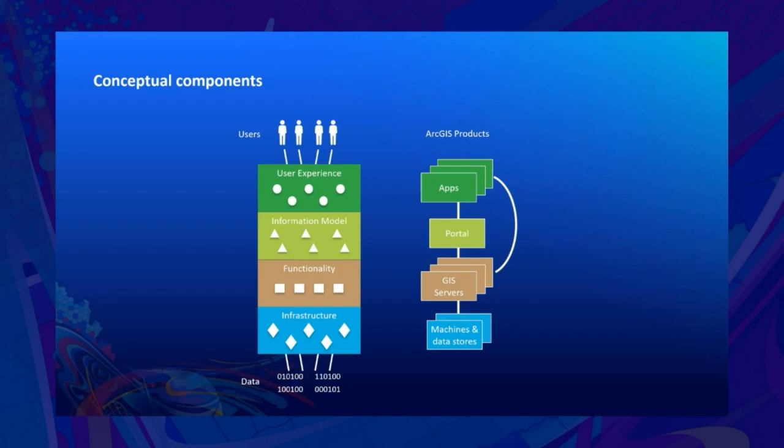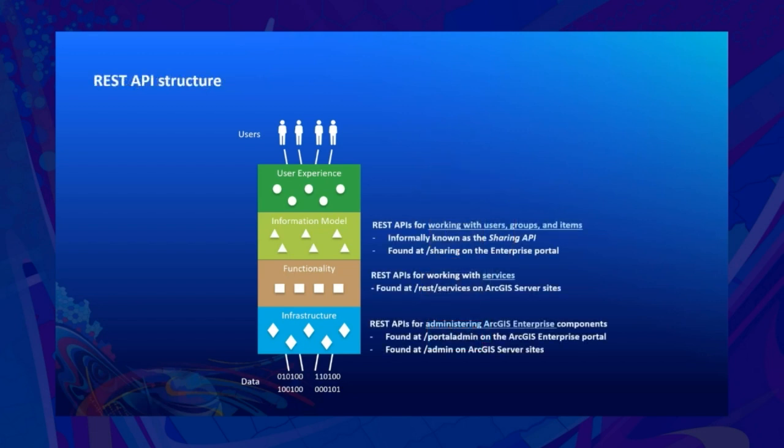Those applications sit on top of REST APIs coming from the Enterprise portal, as well as those GIS services that underpin the whole system. So the REST API structure really fits into this tiered model nicely in that the information model has a REST API that informally is known as the sharing API, simply because of the path to the REST endpoint. The root of that REST API itself is found at /sharing on the Enterprise portal.